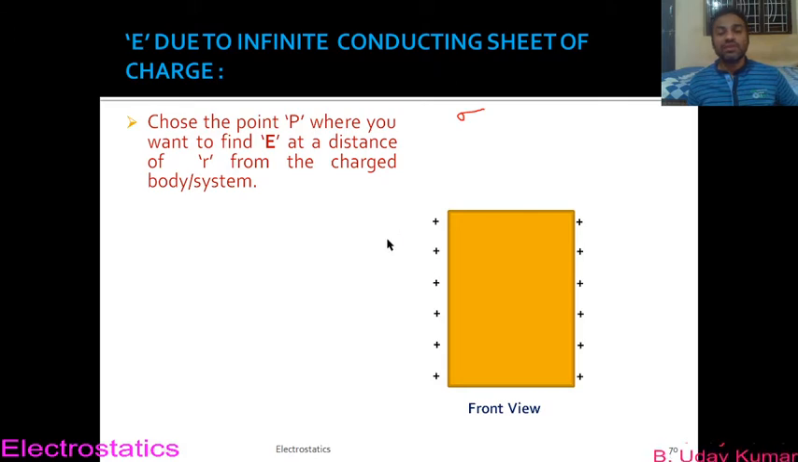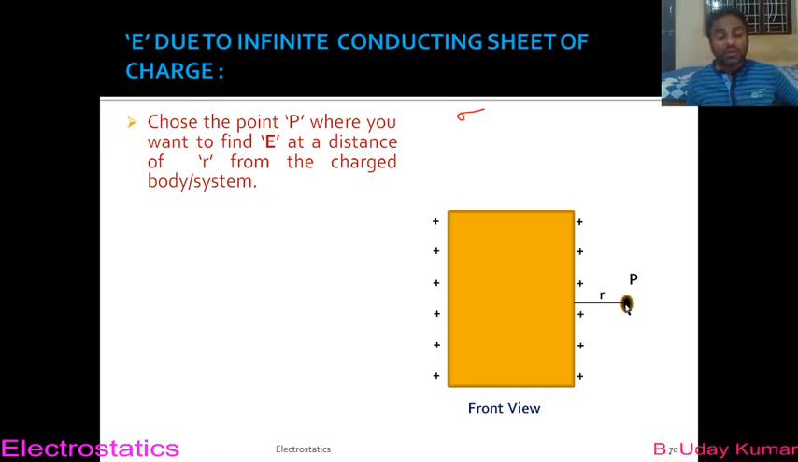So let us choose a point P. You can choose the point P anywhere, but not in this region, because here the sheet will be present, and not in this region too, but either on the left or right side of the sheet you can choose any point P which is present at a distance of small r. For convenience, let me choose the point P on the right side of the sheet, and so let us assume that this is the point P which is present at a distance of small r, where I want to find the electric field intensity.